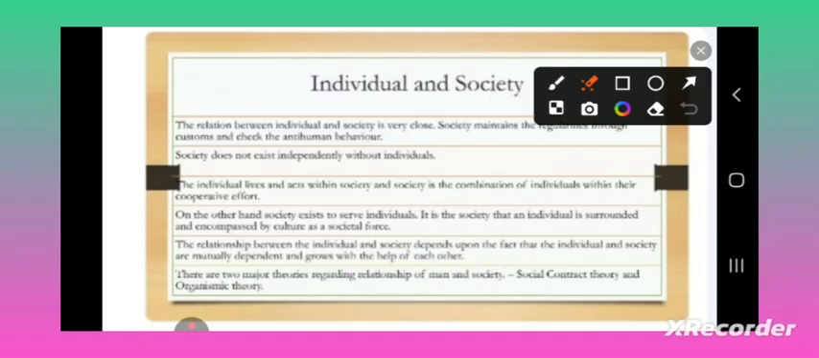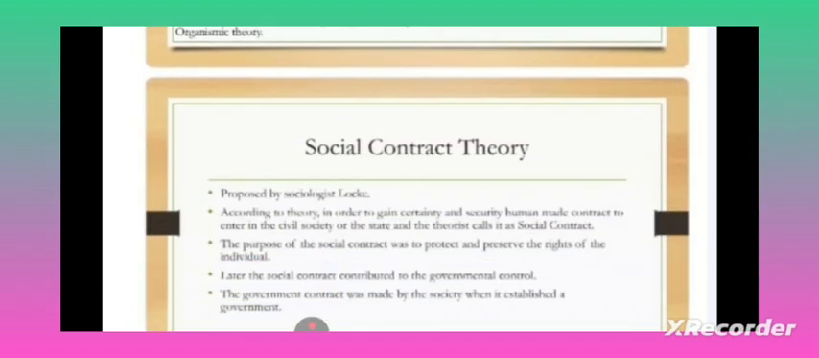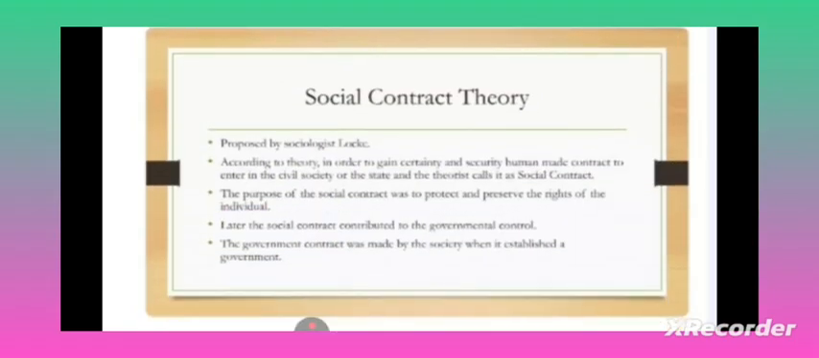Theories. Two main theories address this relation: the social contract theory and the organismic theory. Number one, social contract theory. Number two, the organismic theory. Social contract theory.